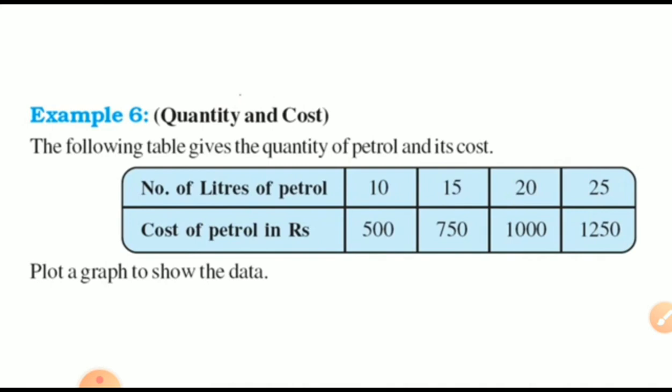Here, example 6, quantity and cost. Number of liters of petrol: 10 liters cost 500 rupees, 15 liters 750, 20 liters 1000 and 25 liters 1250. Plot a graph of the data. Is it an increasing graph? Yes. Control variables.